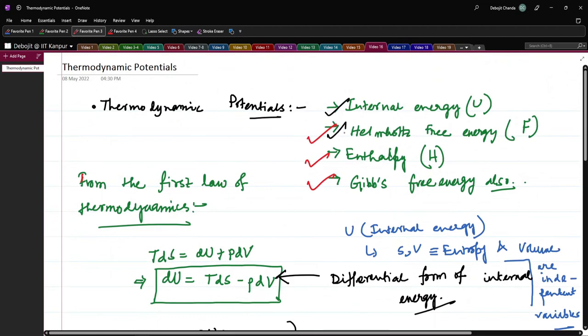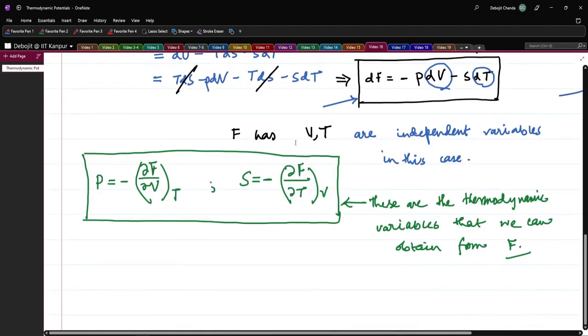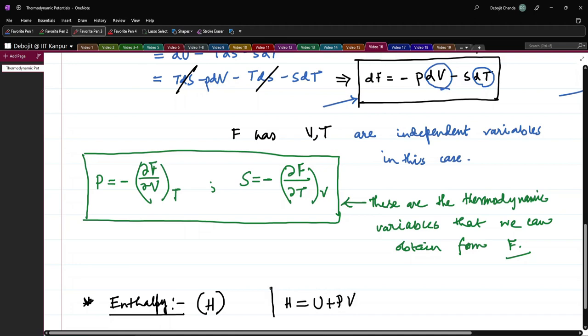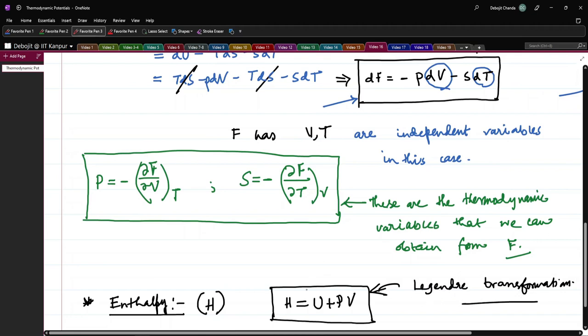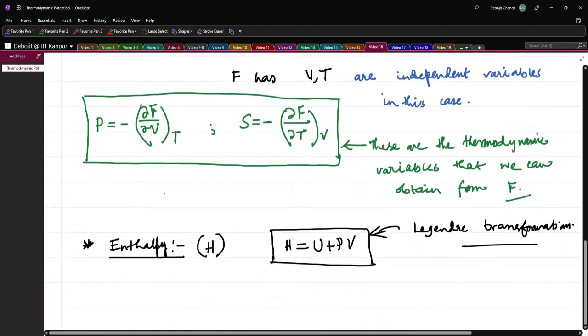So now we have covered internal energy and Helmholtz free energy or free energy. So next we are going to look into the enthalpy, which is denoted by H, and this is given by H equal to U plus PV. You might wonder how these forms are getting derived or from where I am writing these forms. These are actually coming from Legendre transformation, which we will discuss in a later video. So for now, just remember these forms and that will be enough to do problems. But to get a complete idea, you also need to learn Legendre transformations.